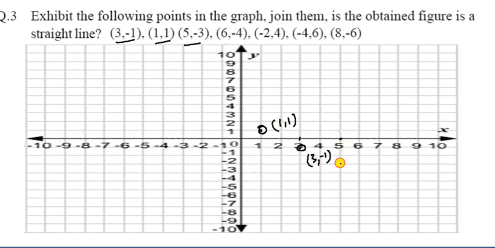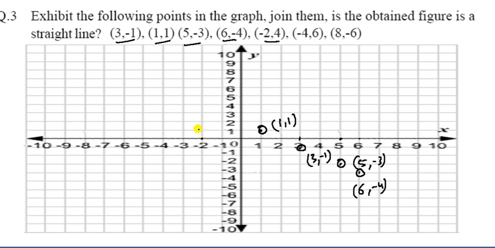And now come to the third number, that is 5, minus 3. So first of all we can run on this x-axis. It is 5 and 3 is 1, 2, 3. So you can write here 5, minus 3. And let us see this number, that is 6, minus 4. 6, where is 6? 6 is here and minus 4 is 1, 2, 3, 4. So you have to write here 6, minus 4.